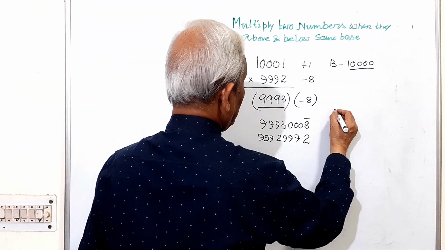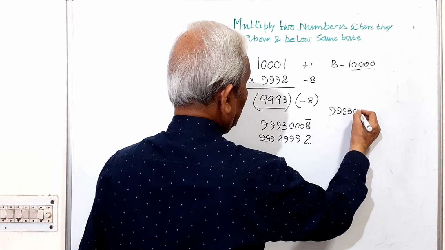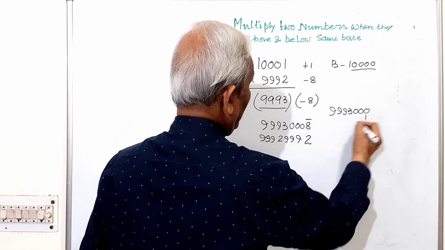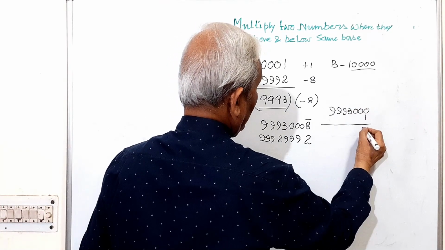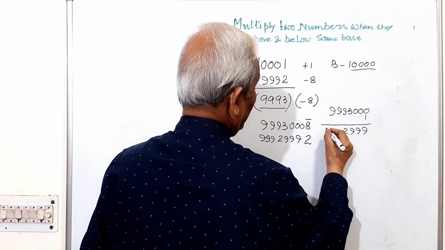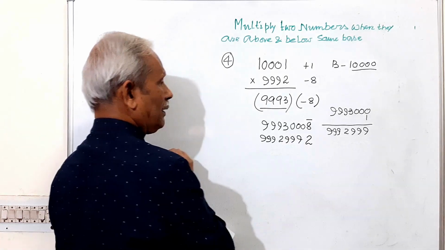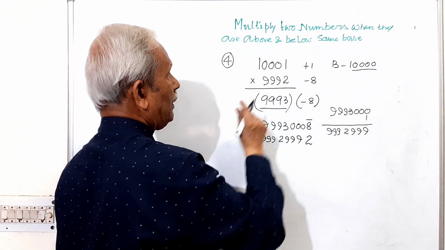In other words, what you are doing is 9993000 minus 1. How much does it become? 9992, and then 999. That's what I have written here, nothing else. I hope you have followed it.